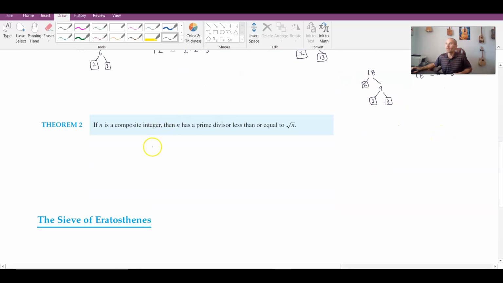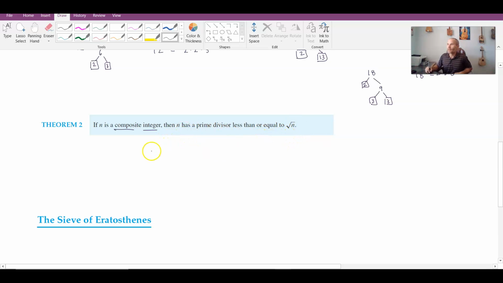Here's another theorem, and this is a useful one because it allows us to potentially hunt for what could possibly be the largest prime divisor of a number. So if n is a composite integer, so it has to be composite, because if it's prime, then it's prime, then n has a prime divisor less than or equal to the square root of n.